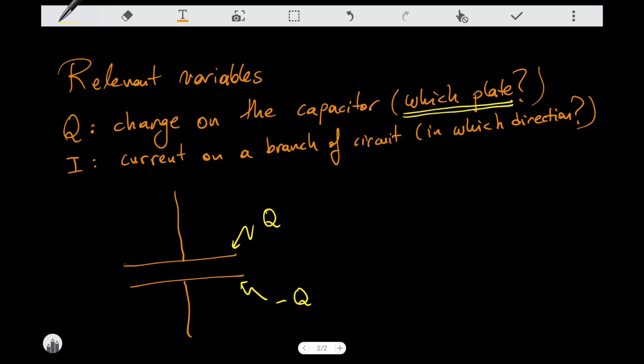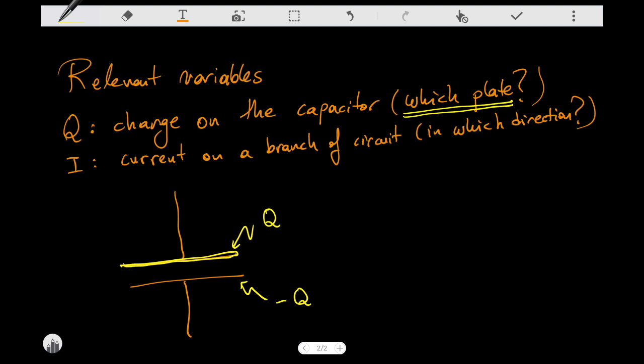So in that case, for example, on this picture, we have an upper plate and a lower plate. I have specified the charge on the upper plate as Q, right? So that's the variable that I use. So I have to show which plate this charge refers to.